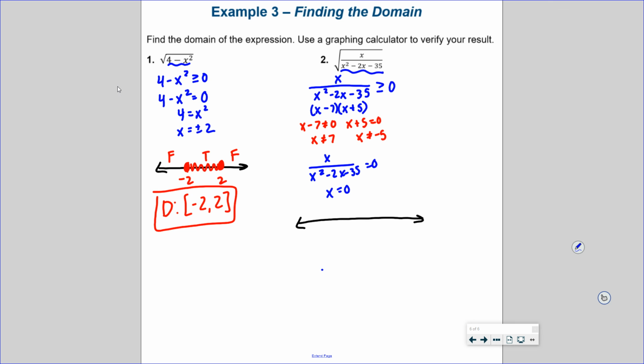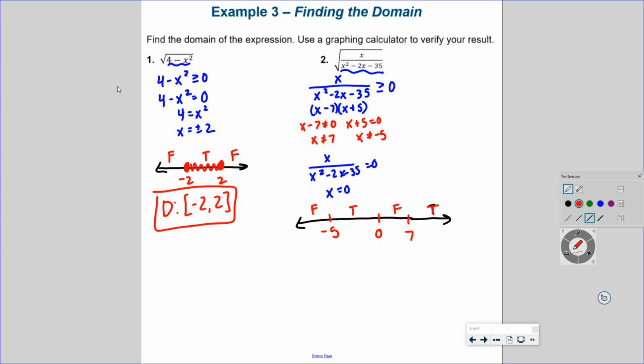All right, here are the results. -5, 0, and 7. I got false, true, false, true. Should I write a 7? Yeah. I can't wait till we find one that doesn't have this.